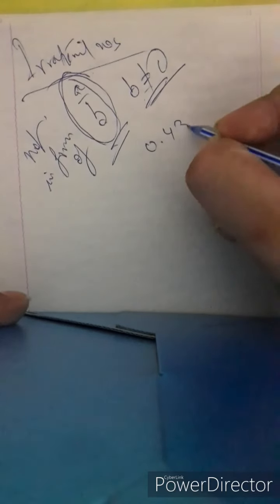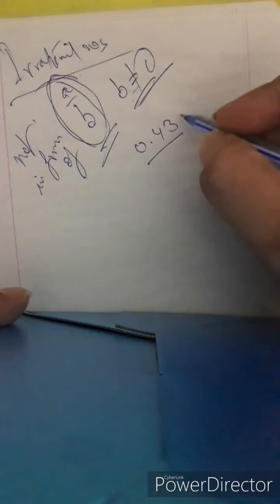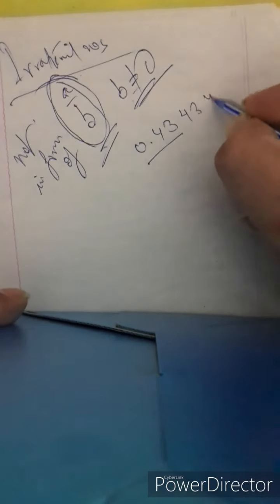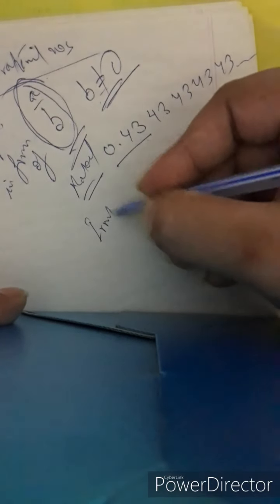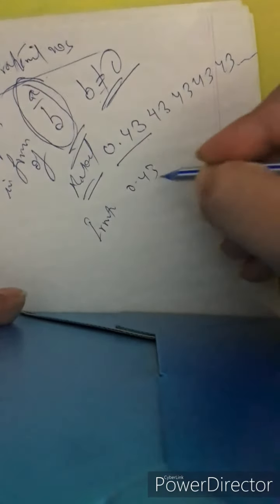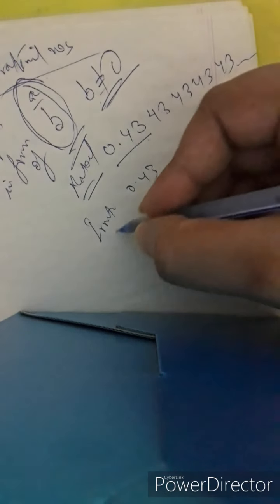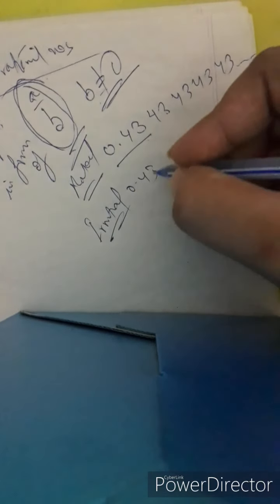So irrational numbers are non-repeating, non-terminating decimals. Suppose 0.43 repeating, had this been rational, what would it be? 43, 43, 43, 43 and till infinity. This is the case of rational numbers. Now suppose we take 0.43, in case of irrational, what will happen?